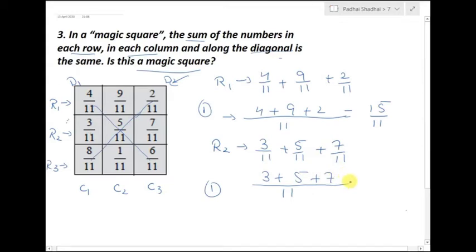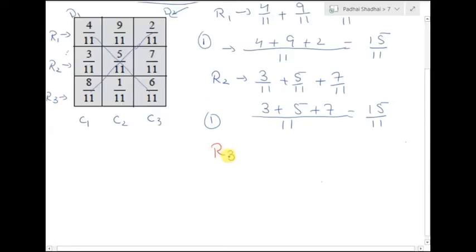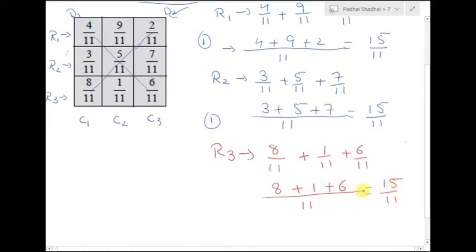Again, that is 3 plus 5, 8 plus 7, 15. 15 by 11. Similarly for R3, row 3, 8 by 11 plus 1 by 11 plus 6 by 11. Same base, the base is same, so we need not take LCM. Now 8 plus 1 plus 6. 8 plus 1, 9 plus 6, 15 by 11.